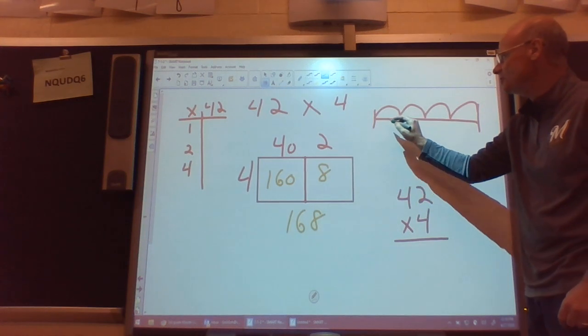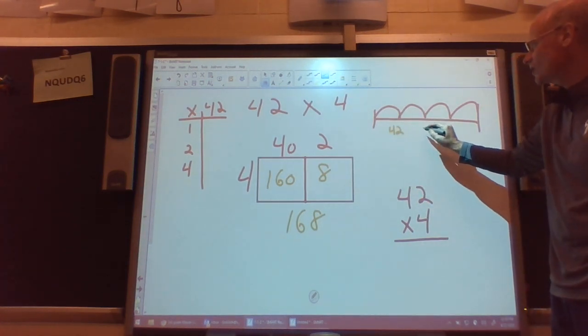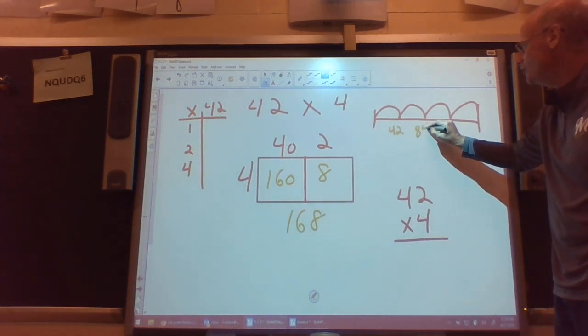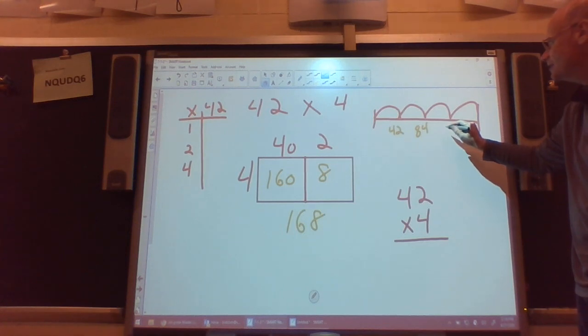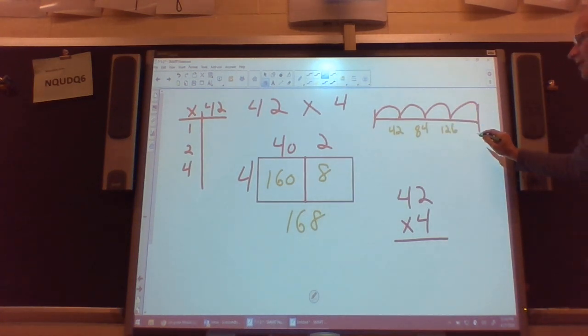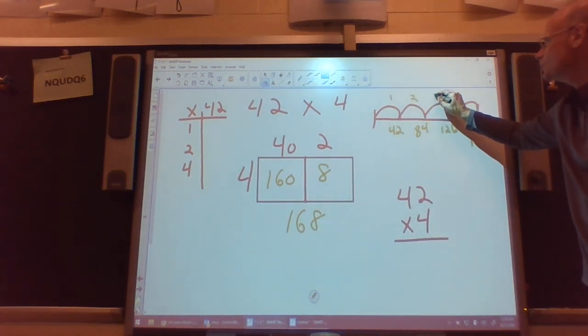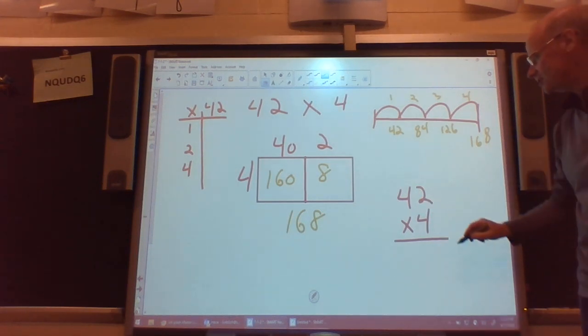jumps. My first jump of 42 gave me 42. I doubled that. I got 84. I tack 42 under there, I'll get 126. And 42 more is 168. So that's 1, 2, 3, 4 jumps of 42 is 168. We can do standard algorithm.